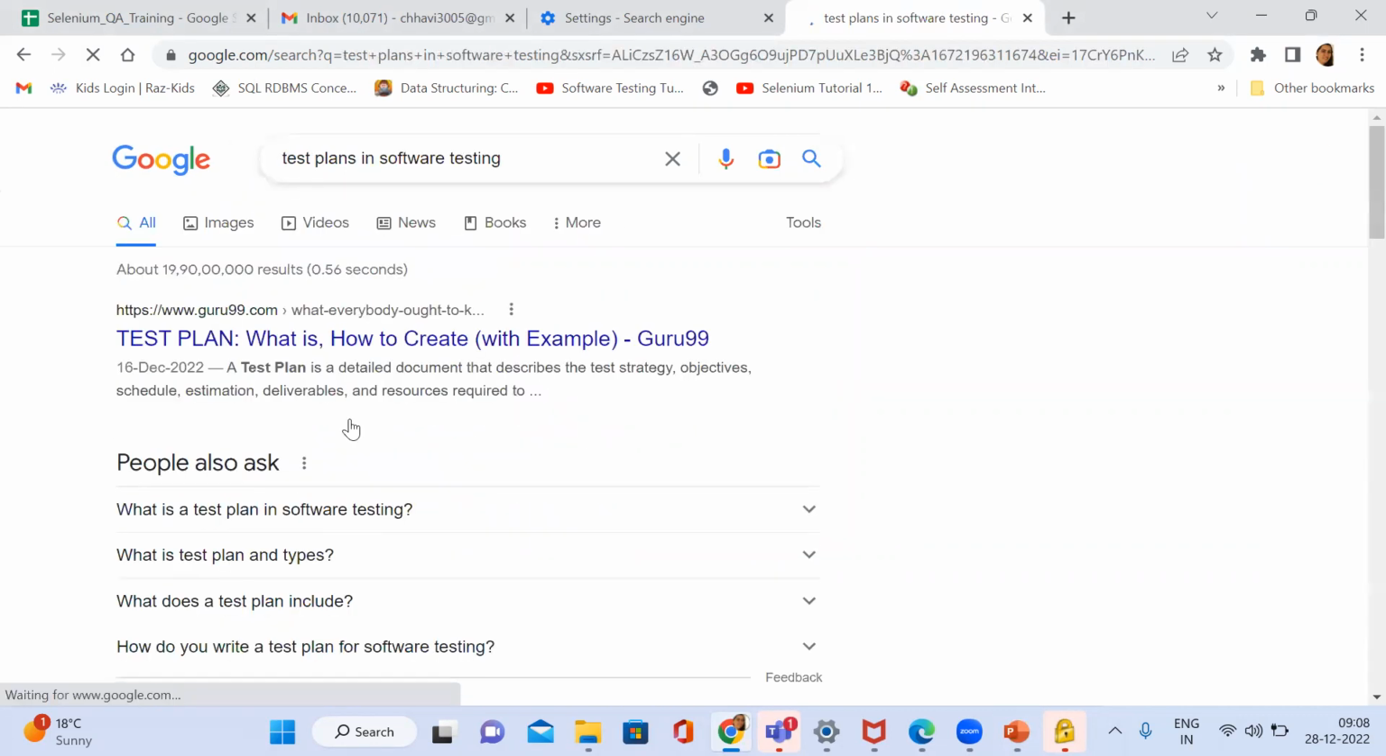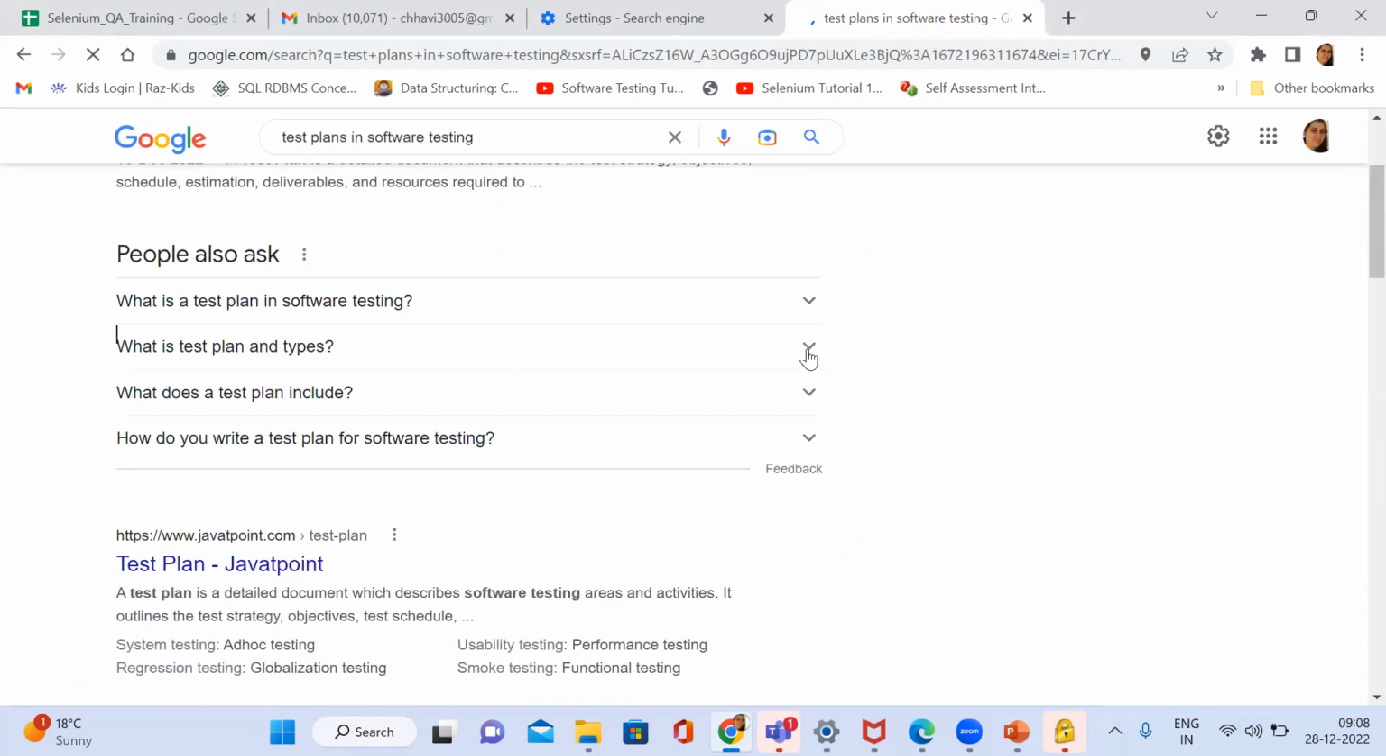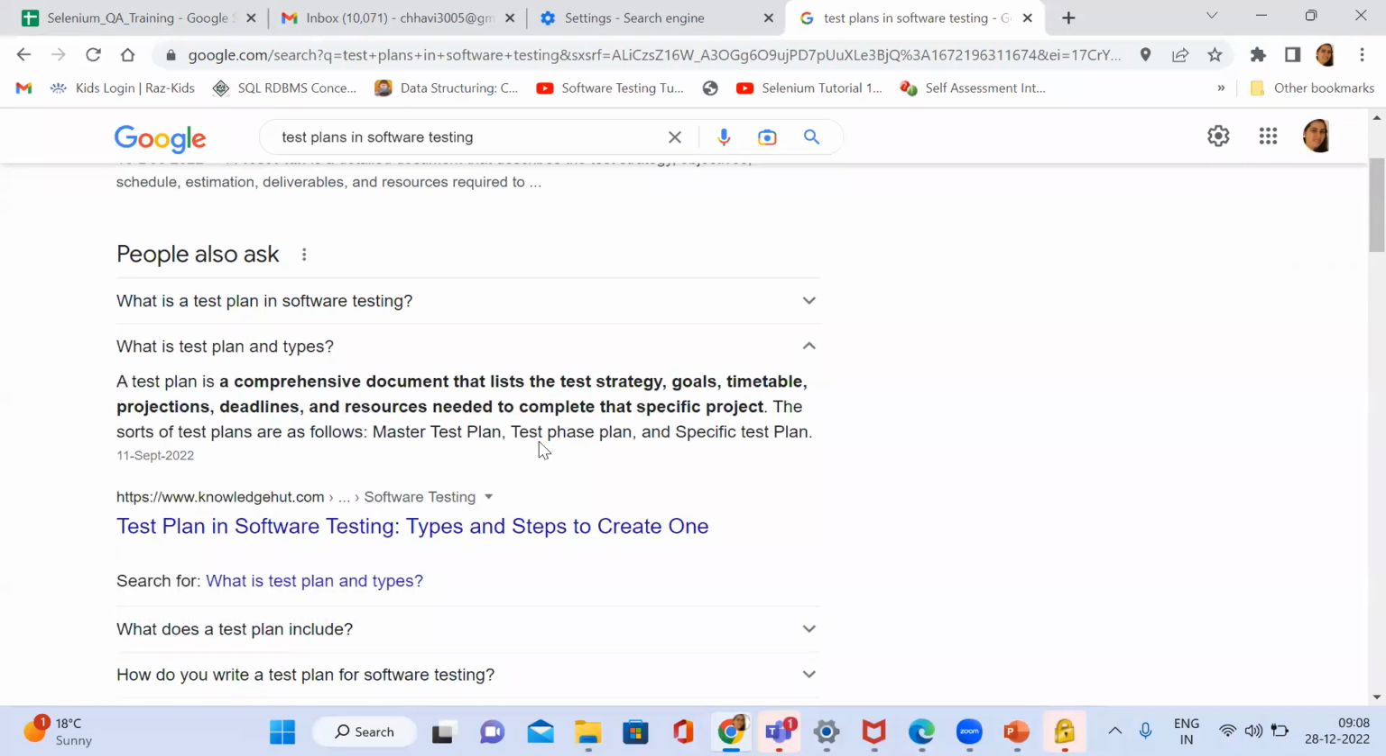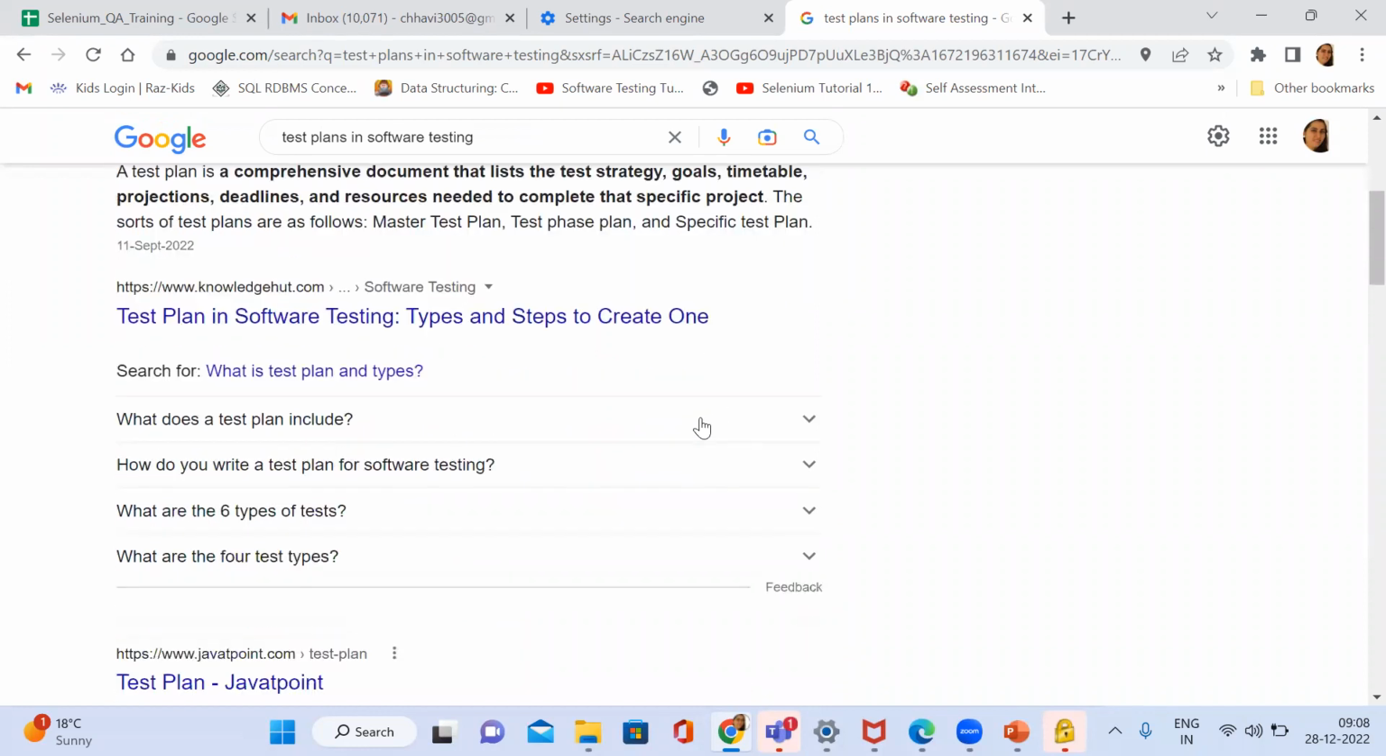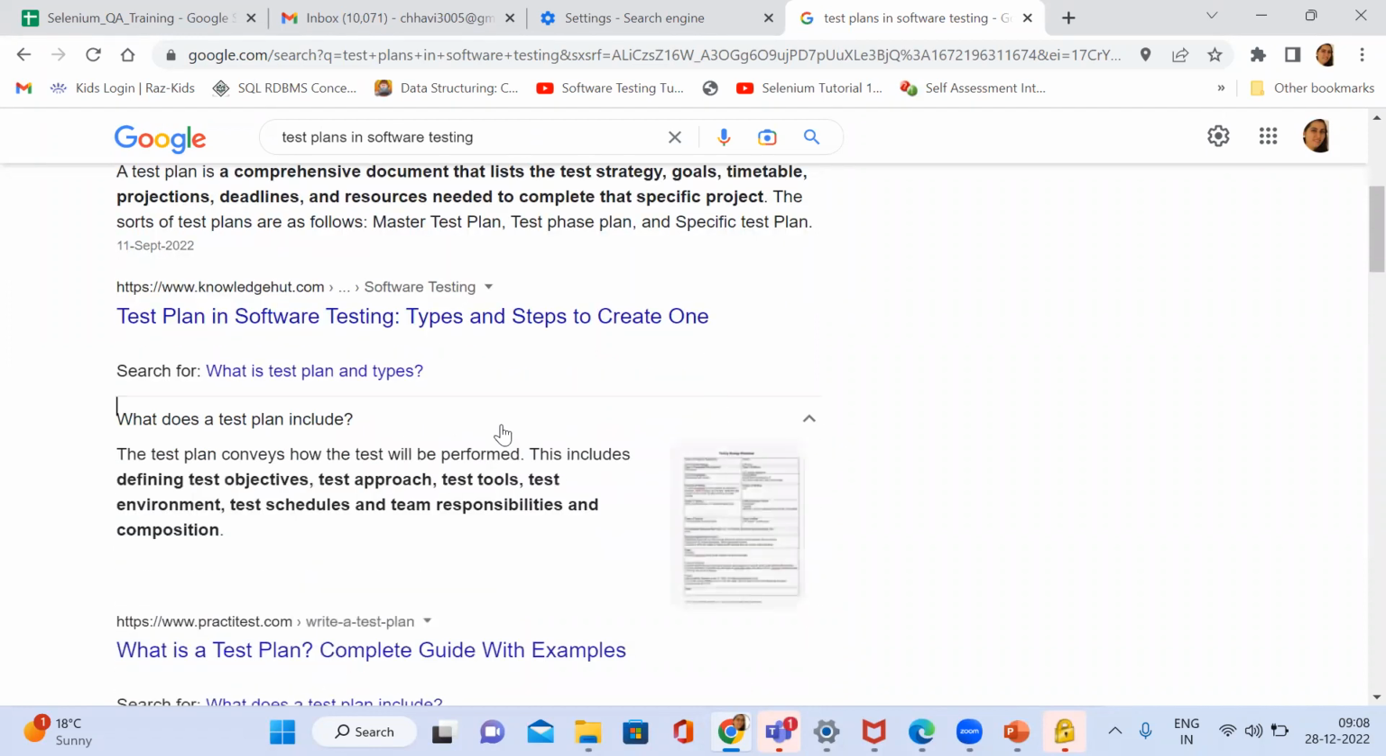Okay, so test plan, you have these many types. And what all is included in a test plan, that is more important. So this is the direct test objective. What is the objective of your project? What is the objective of testing your project? Okay, so that comes under test plan. What is the approach you follow when you start testing?